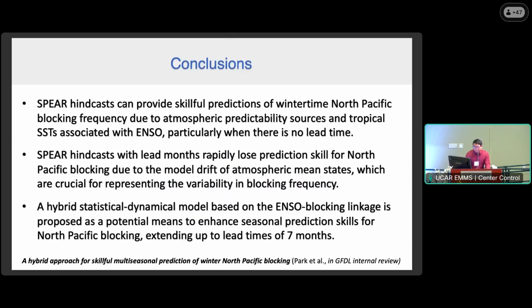Okay, so to conclude, we suggest that SPEAR hindcast can provide skillful predictions of wintertime North Pacific blocking frequency due to atmospheric predictability sources and tropical SSTs associated with ENSO, particularly when there is no lead time. And SPEAR hindcast with lead months rapidly loses prediction skill for North Pacific blocking, partly due to its strong model drift of the atmospheric mean state from its climatology, such as the jet or storm tracks, which are crucial for representing the variability in blocking frequency. And finally, we propose a hybrid statistical dynamical model based on the ENSO blocking linkage as a potential means to enhance seasonal prediction skills for the North Pacific blocking, potentially extending up to lead times of 7 months.